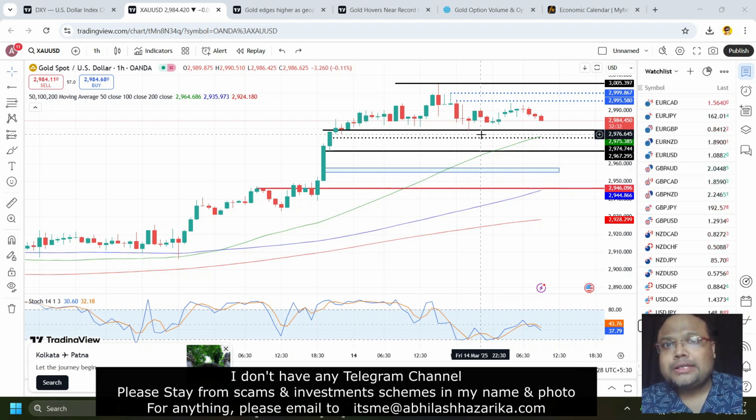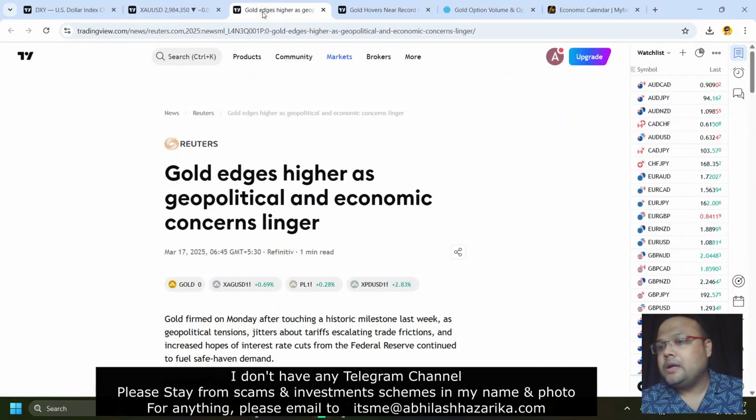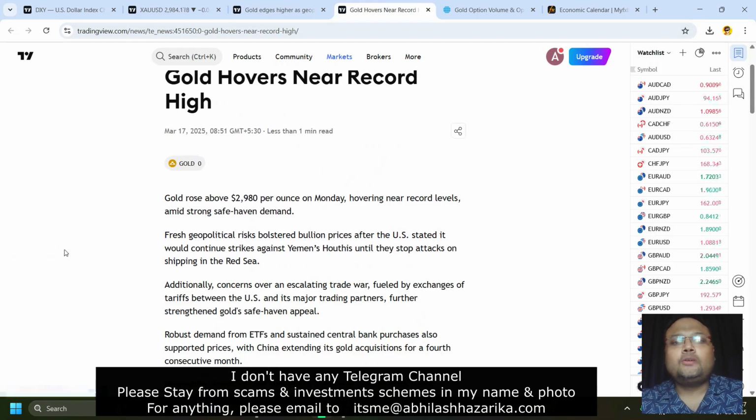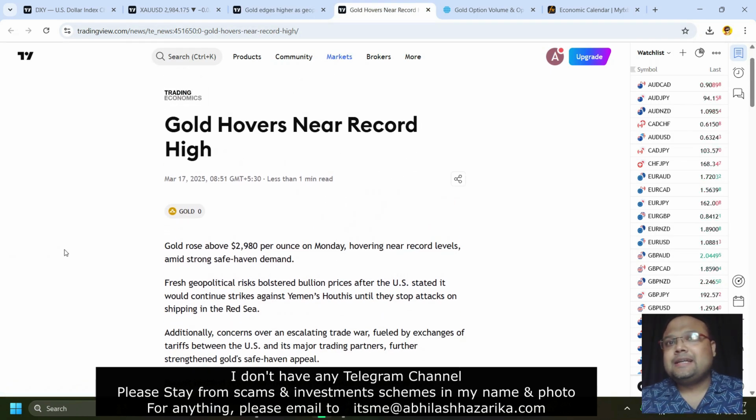So those who are holding sell positions from 2600, 2700, chances are almost negligible right now that market will be coming down, because without any huge fundamental reason, chances of gold coming down to these levels are very less. And if you look at the ongoing market sentiment, you can see gold edges higher as geopolitical and economic concerns linger. Gold hovers near record high. So you can see that market sentiment is also more or less bullish.